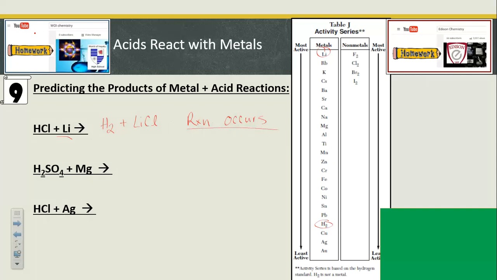H2SO4 and magnesium. Let's use a different color here. Magnesium. So what you do is you find magnesium on the chart and compare it to where hydrogen gas, or the acid, is. Magnesium is more active, so it will react. So we make H2 every time, and the salt, MgSO4, magnesium sulfate. So the reaction occurs.